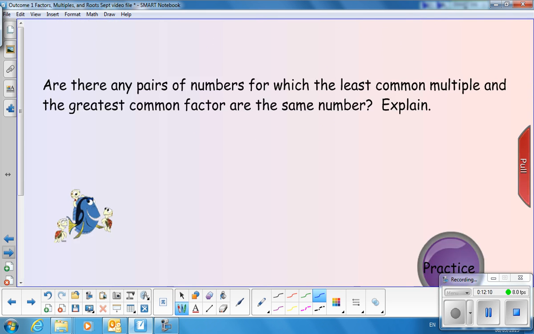Are there any pairs of numbers for which the least common multiple and the greatest common factor are the same number? Explain. This is a great level 4 question, and I'm going to leave you to do your practice and think about the answer.